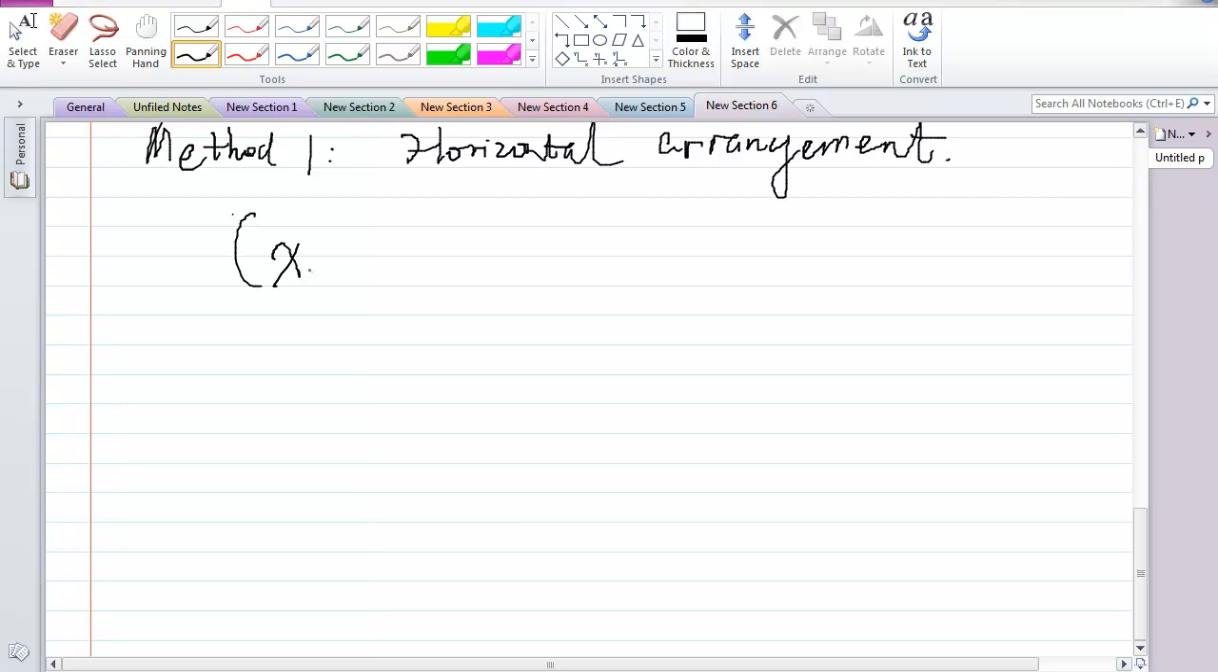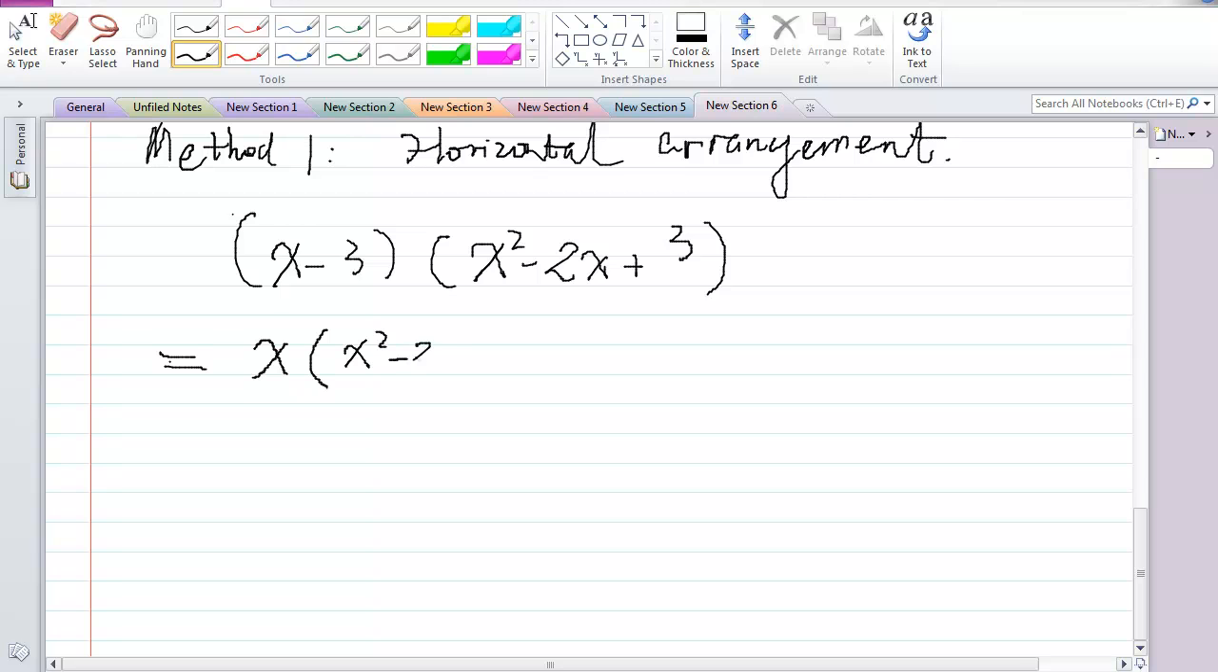So write down these two polynomials first, and then according to the mechanics of multiplying polynomials, we should multiply each term of the first one by each term of the second one. x multiplied by (x squared minus 2x plus 3), then minus 3 times (x squared minus 2x plus 3).